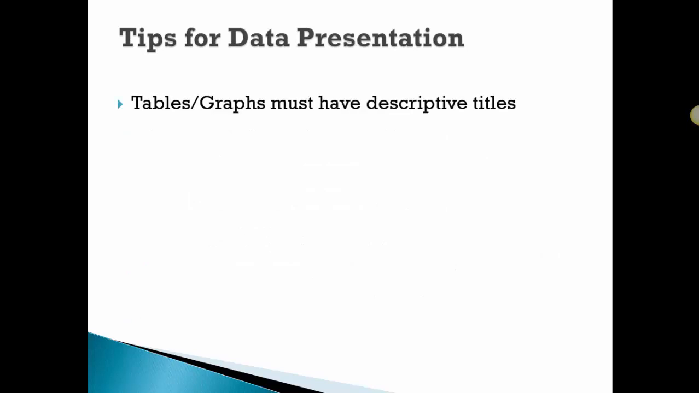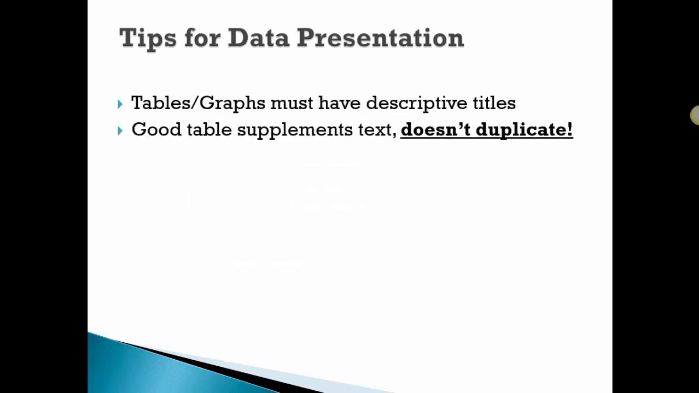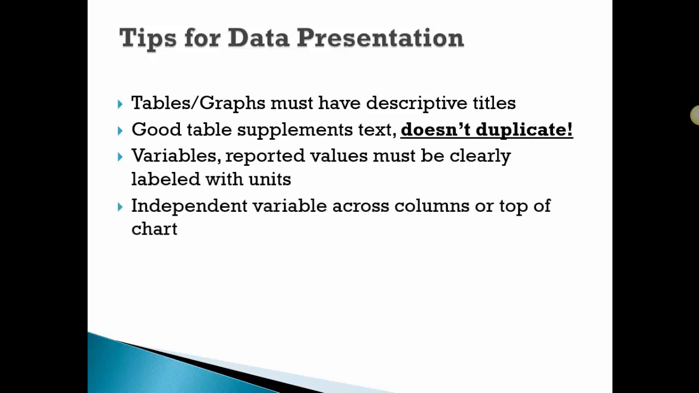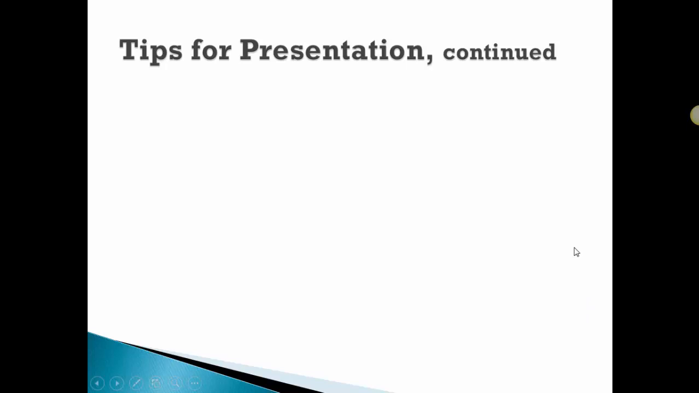So some tips for data presentation. You have to have titles on all your tables and graphs. The good table supplements the text but doesn't duplicate it. Variables and reported values have to be clearly labeled, including the units. Independent variable generally goes across the columns or the top of the graph or chart, and the dependent along the rows. We've talked about that earlier in the course.